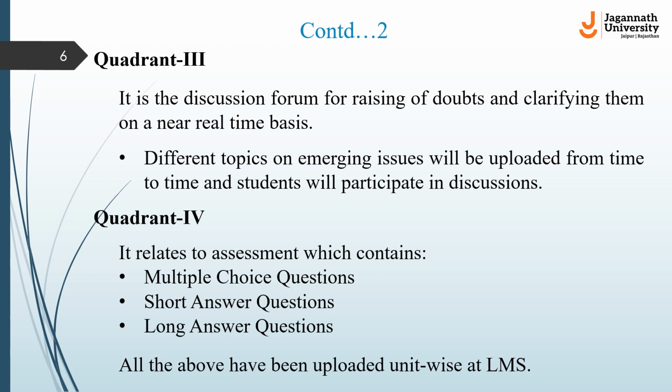After covering the 3 quadrants, you move down to the 4th quadrant, which is self-assessment, in which you will have multiple choice questions, short answer questions with hints, and a long answer question which has to be attempted in the form of an essay. So each unit has the question paper which is uploaded in quadrant 4. So once you have gone through quadrant 1, quadrant 2 and quadrant 3, you can refer to quadrant 4 of that unit and attempt the questions to see whether you have understood the concept or not.